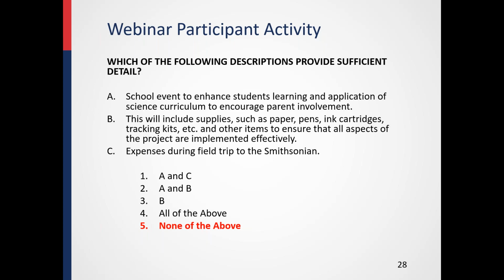For B, this will include supplies such as paper, pens, ink cartridges, tracking kits, and other items. So that's an excellent list of the type of supplies that were purchased, but it doesn't say what the event is. What were the supplies used for?